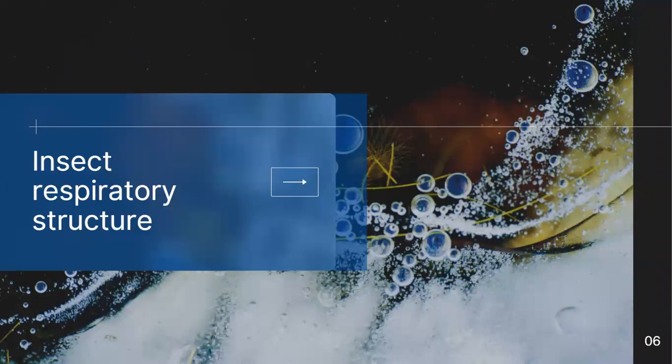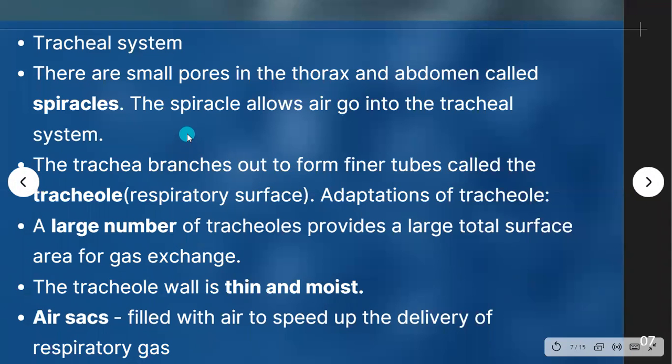Next we focus on the insect respiratory structures. The insect uses the tracheal system. There are small pores in the thorax and abdomen called spiracles. The spiracles, which are small holes at the abdomen and the thorax of the insect, allow air to go into the tracheal system. When air moves into the trachea, the trachea branches out to form more finer tubes called tracheoles.